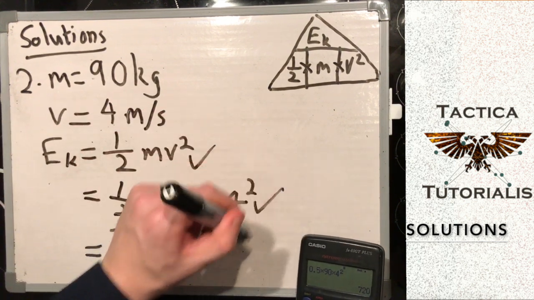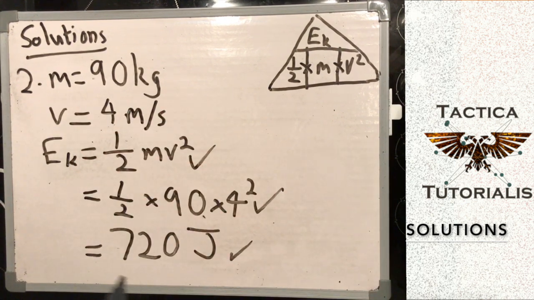I'm going to take a little aside to talk about change in here. So let's say, for example, that the question had said that a runner is moving at 4 meters per second and accelerates or speeds up to 8 meters per second.